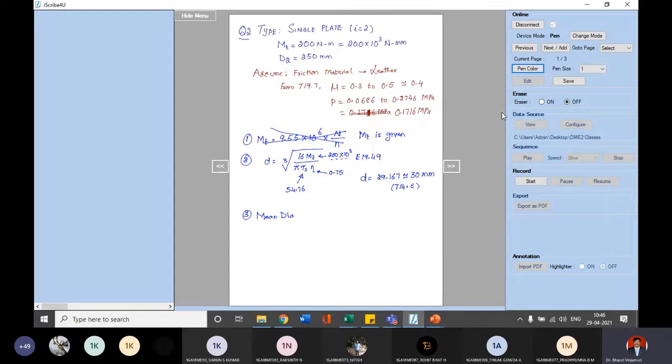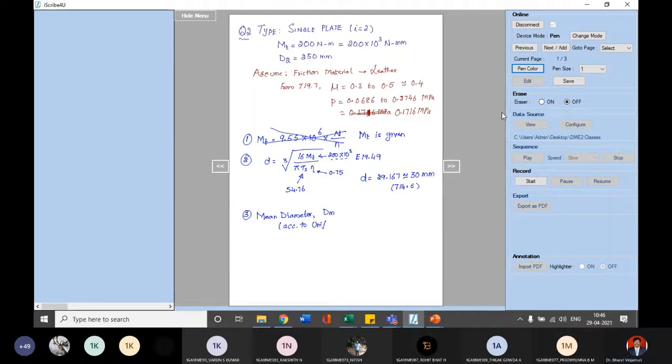Now the question comes: he has not mentioned uniform wear theory or uniform pressure theory. Which theory should I take? You should always take uniform wear theory. Not uniform pressure theory, because uniform pressure theory is applicable only for new clutches, when the surface is very much flat. For used clutches, it will be uniform wear theory only. Clearly write it, because the examiner needs to know which theory you are using.